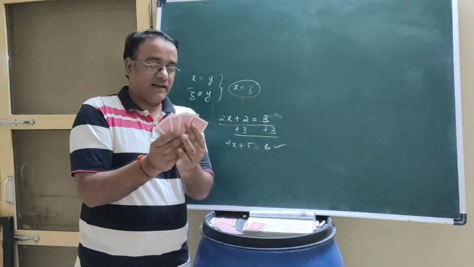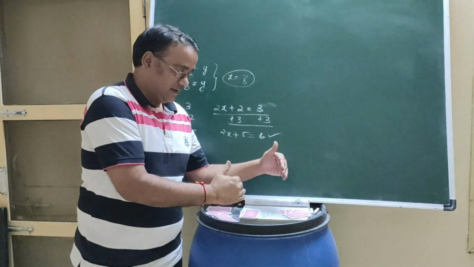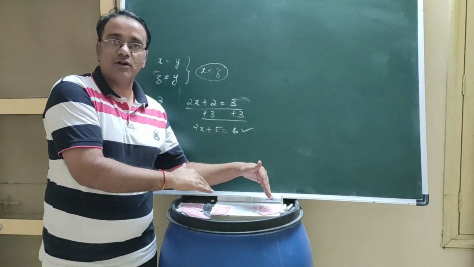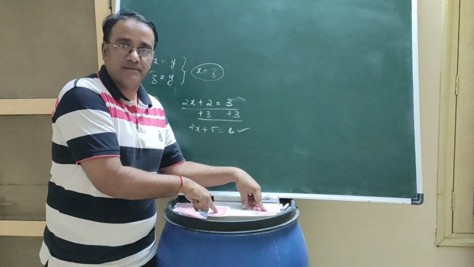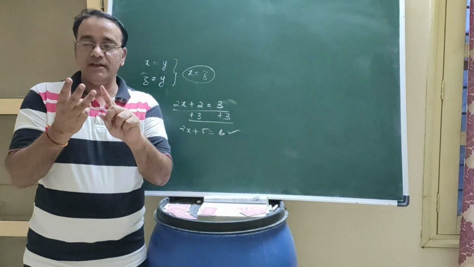Here also 5 left. So we conclude that if equals are subtracted from equals, then the remainders are also equal. यहाँ remainder कितना हो गया? 5 हो गया, right? पहले कितना था? 7.